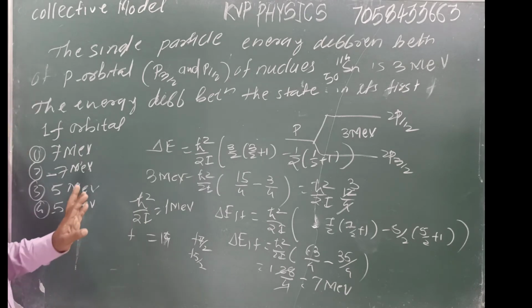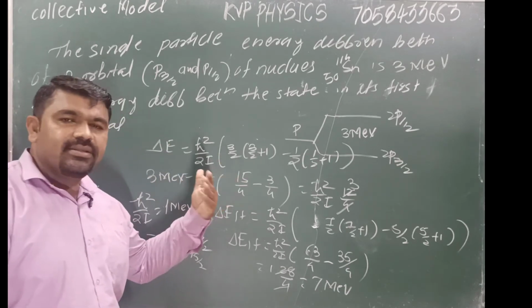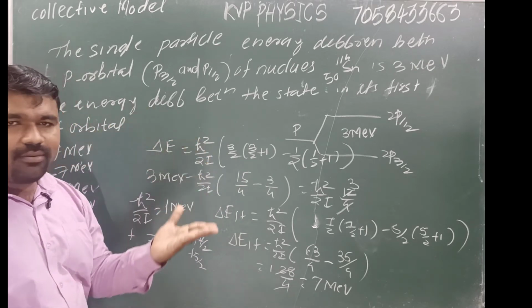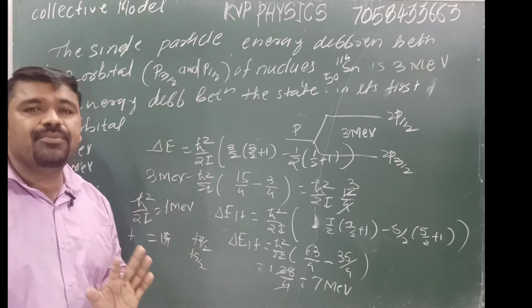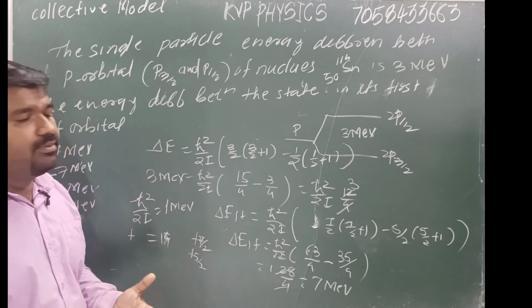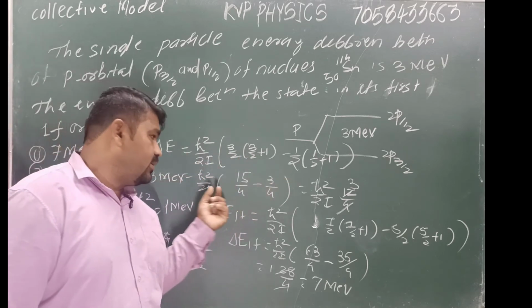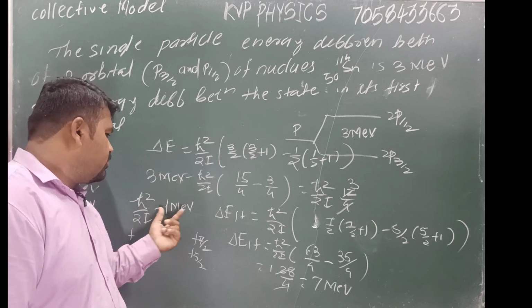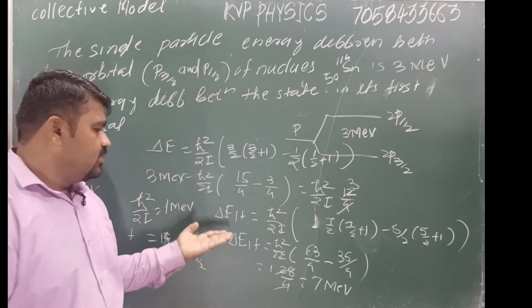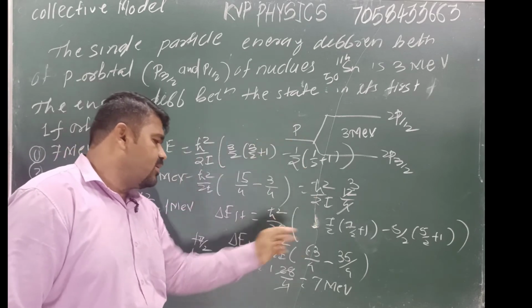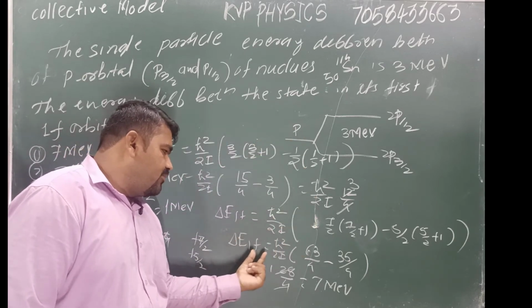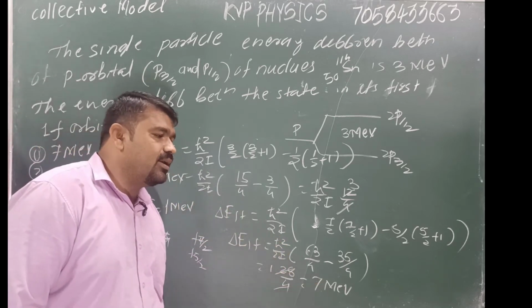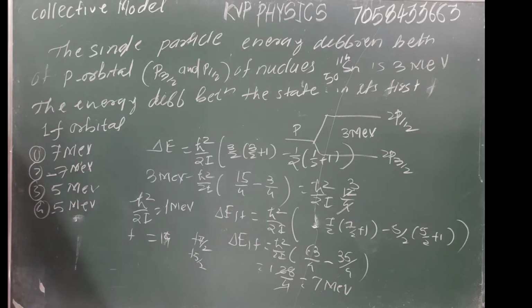Always memorize. Delta is equal to ħ² upon 2I into J into J plus 1. This is the J value for the P orbital, 3 by 2 and 1 by 2, and for the F orbital, containing the maximum quantum number, 7 by 2 and 5 by 2. Take only the difference of these and we get the value of ħ² upon 2I. Once you get ħ² upon 2I, focus on whatever they ask, take the formula and substitute the given data. Then we get delta for 1F, but here one value is unknown, which we find using the initial data. Substitute this value and we get the answer for this question.